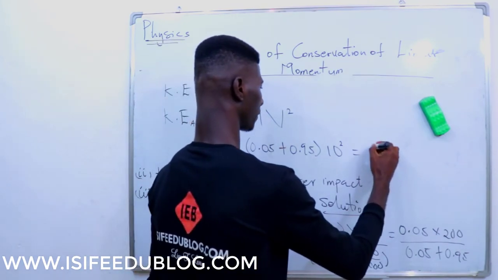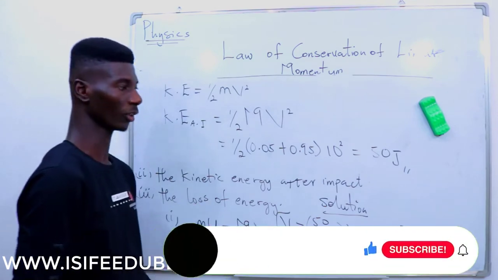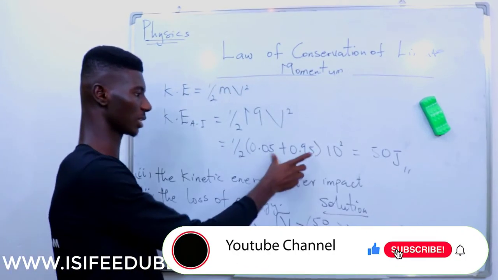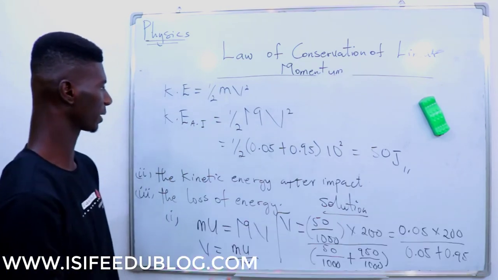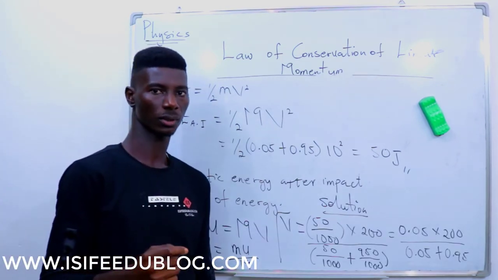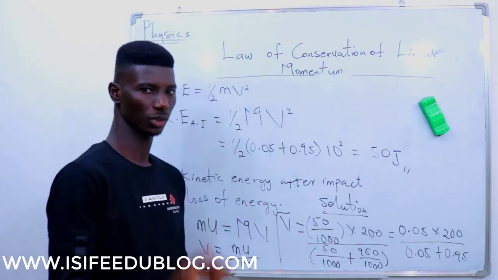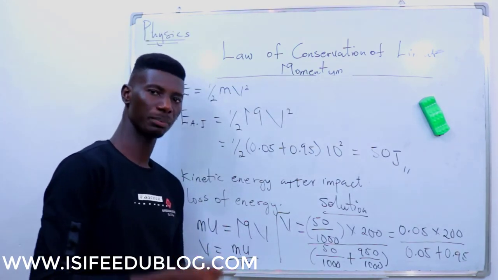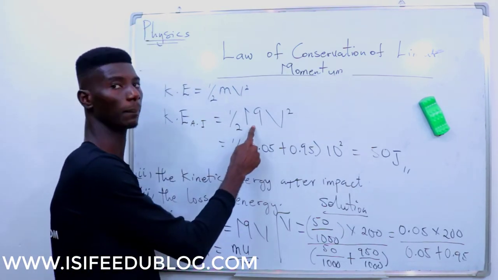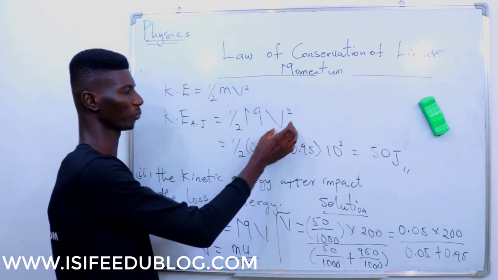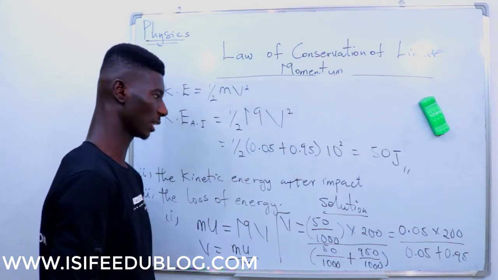So what we have is 50 joules. 10 squared is 100, divided by 2 is 50 joules. So be very careful. Always read your question very well. They said after the impact, that is after the collision. They did not say we should calculate the kinetic energy before collision. No. They said after. So we are making use of the total mass when they have collided times the common velocity after the impact.